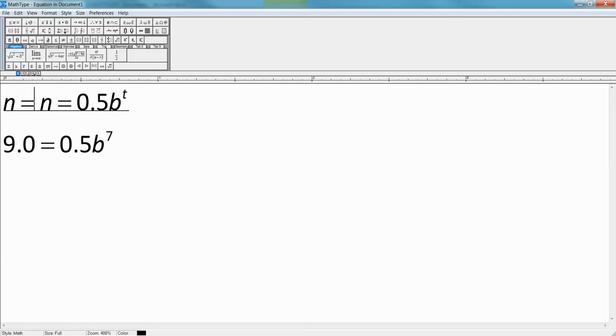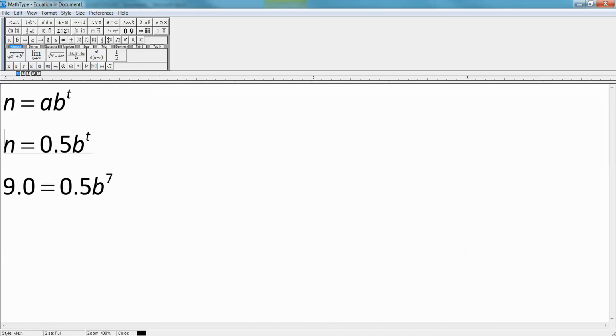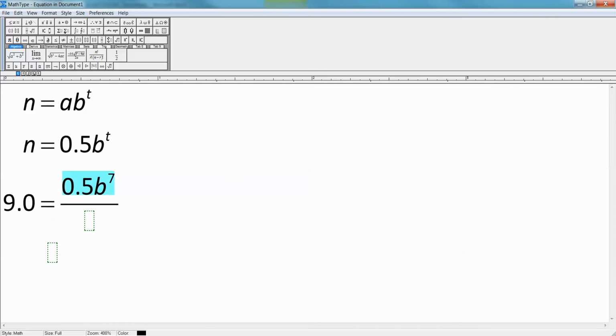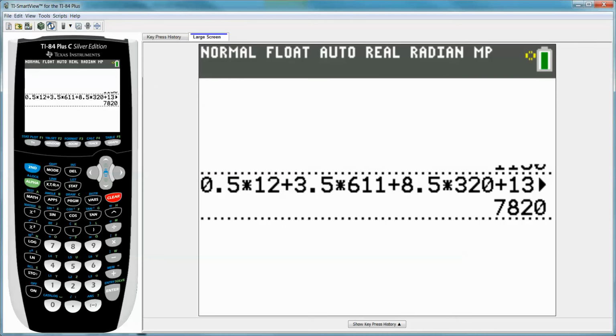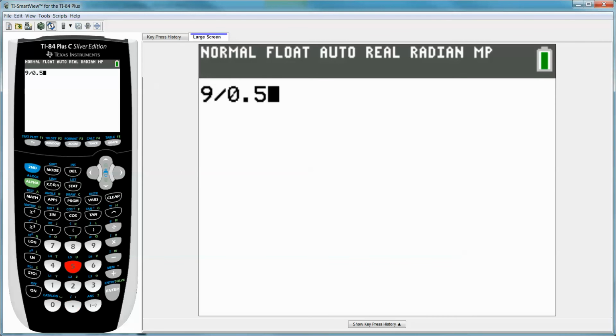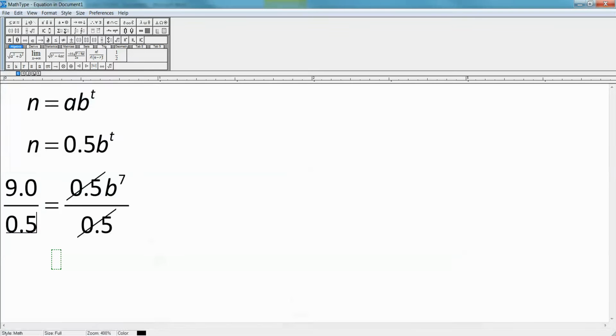Again, I'm looking for A B to the t. All right, so now to solve this, we're going to have to divide both sides by 0.5. So 0.5 over here is going to cancel, divide away to 1. And of course, if you do it to the right-hand side, you're going to have to do it to the left-hand side. So over here, you're also going to have to divide by 0.5. So let's take our calculators out and divide 9 divided by 0.5, and we'll get 18. Okay, so 18 equals B to the 7th.